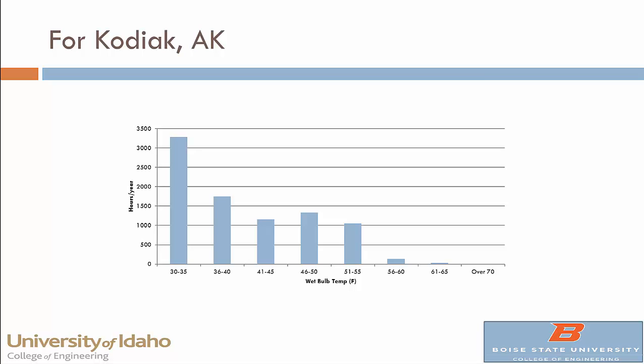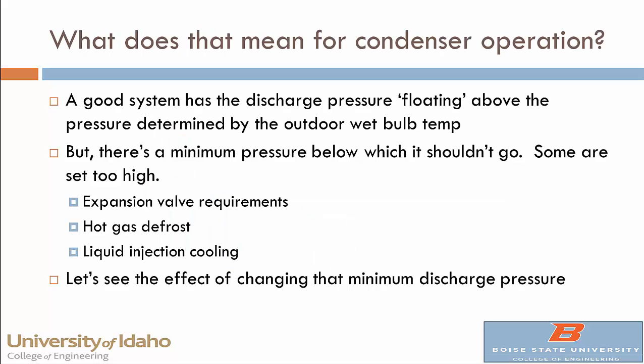And so you can see it was pretty mild, right? The wet bulb temperature never went above 65 degrees. So this is the information that we can use to verify and to assess some recommendations. So what does it mean for the condenser to be operating efficiently? Well, we've talked about this a couple times. We touched on it at the end of the last lecture.